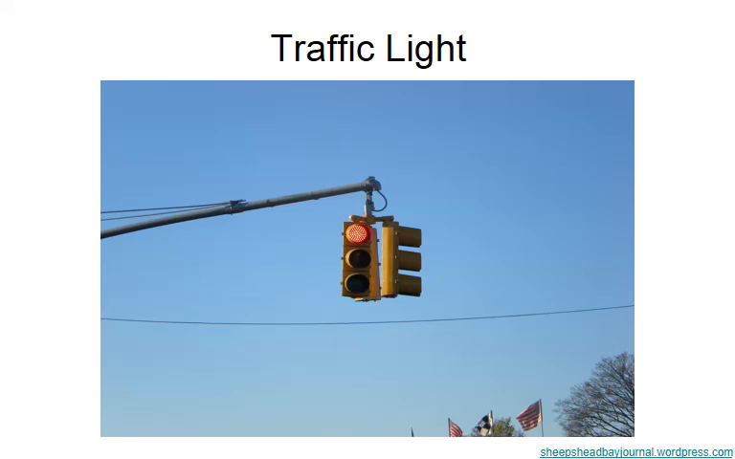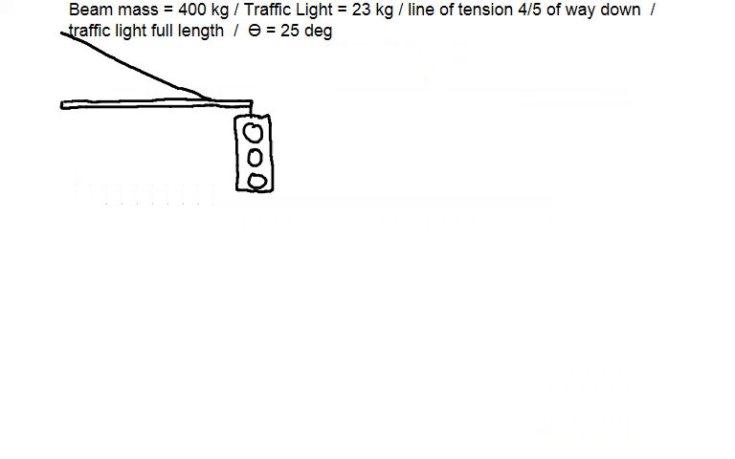Now let's consider this traffic light. This is another static situation where this traffic light's being held up by this beam right here, and then there's a couple tension wires that we're looking at. So let's say that we have a beam that's 400 kilograms. The mass of the traffic light is 23 kilograms.